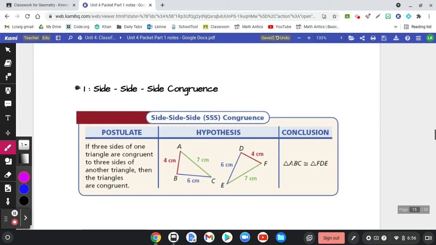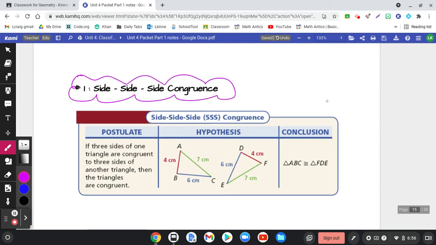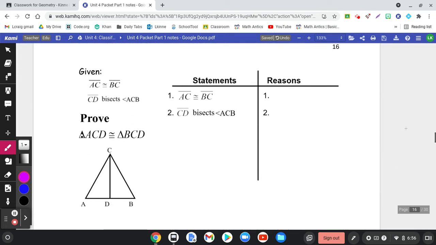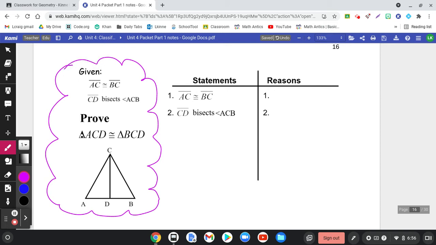All right, the other one is side, side, side congruence, which means if you have 3 sides in one triangle congruent to 3 sides in the other, no angles needed, then your triangles are congruent. So let's take a look. This is an example of a proof. I have it set up for you. Typically, this is all they're going to give you right here. And you cannot assume anything. So it gave us that AC is congruent to BC, side CD bisects angle ACB, and we need to prove that triangle ACD is congruent to triangle BCD.